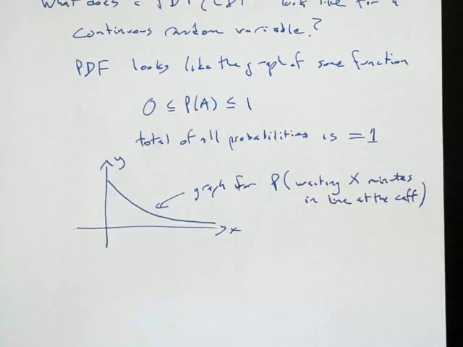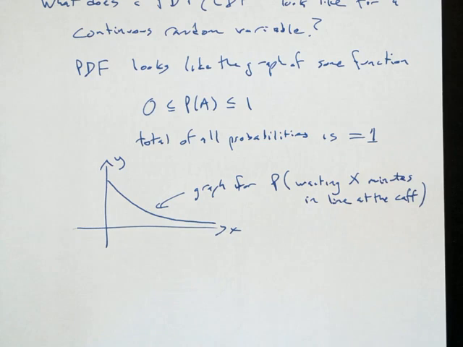Now, please notice, it doesn't make any sense to have x be negative. You can't wait negative 1 minute in a line, right? You got your food before you got in the line. Poof, magic, time travel. And the chance that you wait a very short time is pretty high. The chance you wait a long time is pretty small.